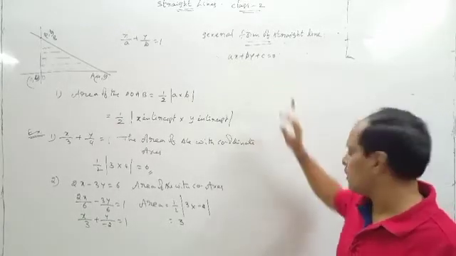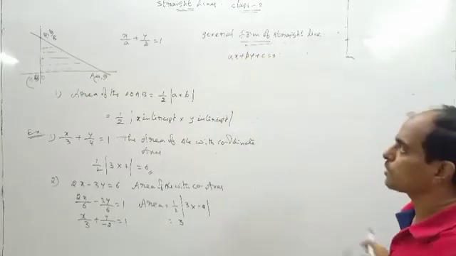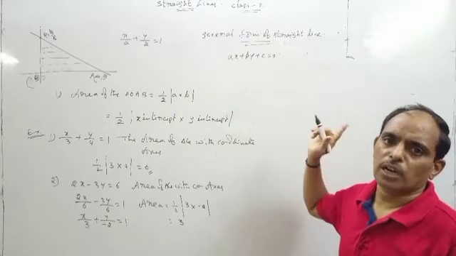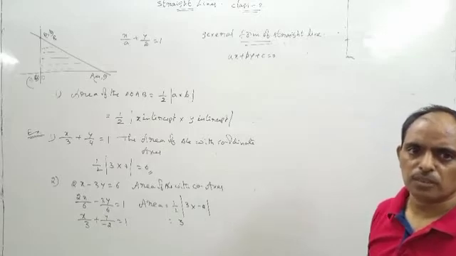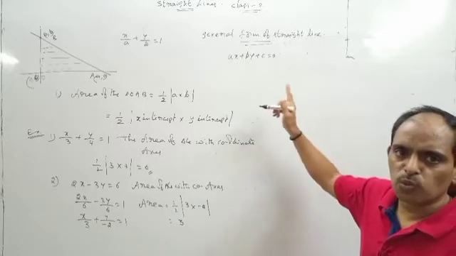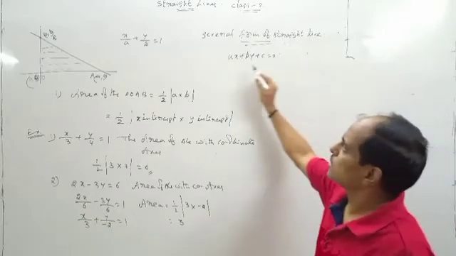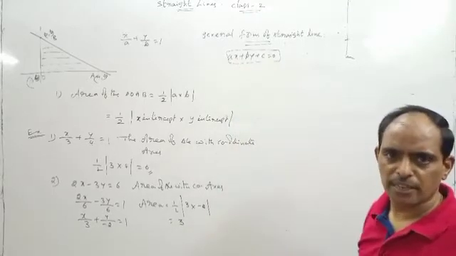The general form of a straight line is a first degree equation. At a time, none of the two values a and b is equal to 0; then it is a straight line. Why it is a straight line, we will discuss. This is called the general form of the straight line. We need to discuss some matters related to it.